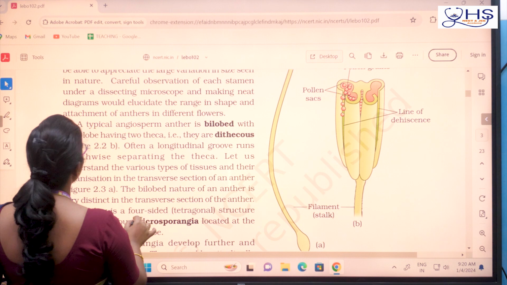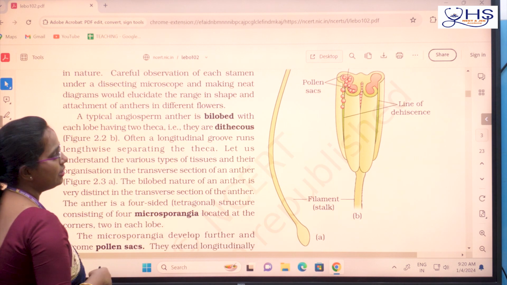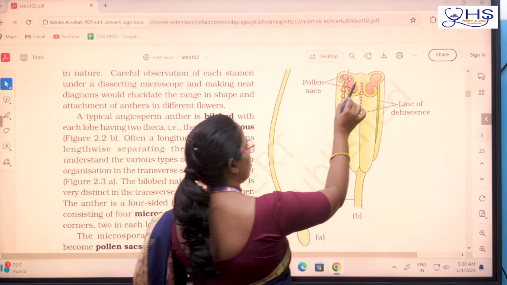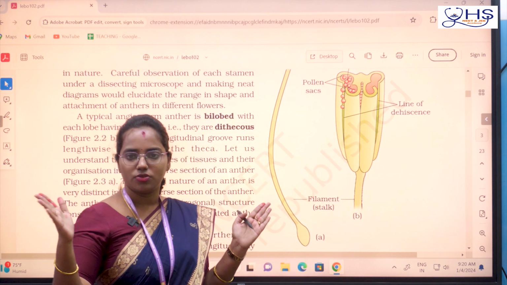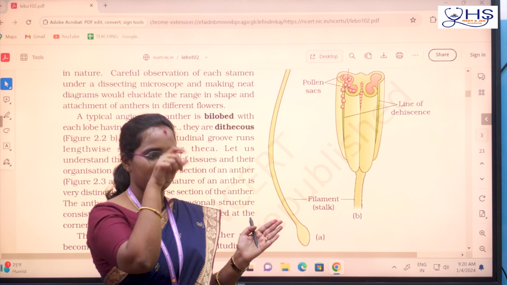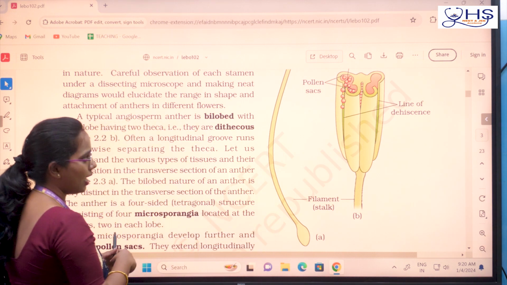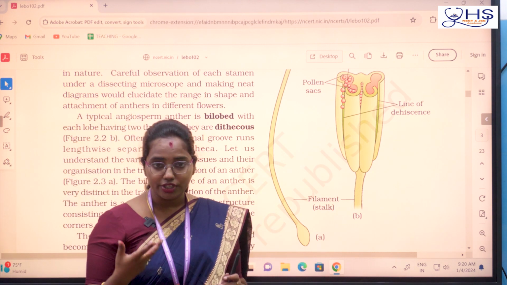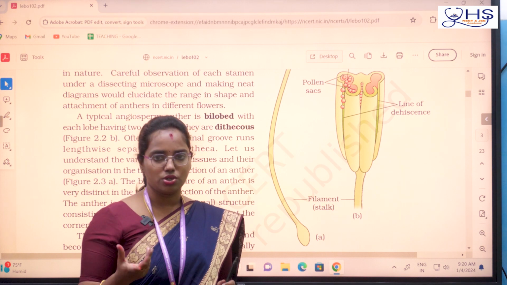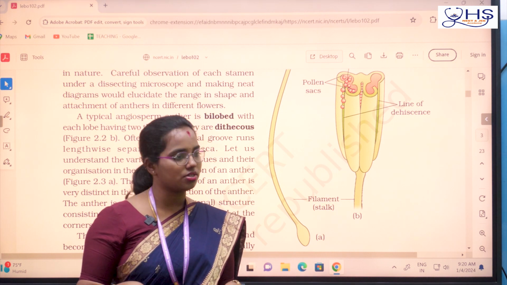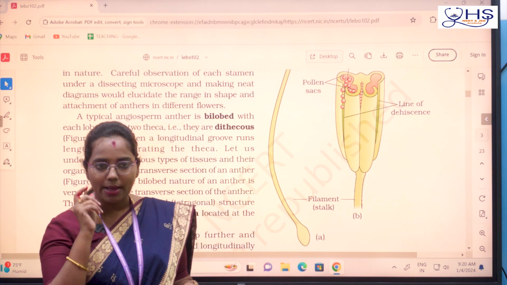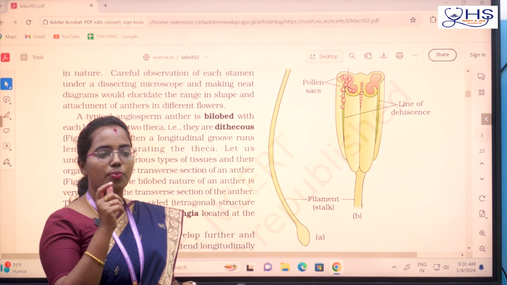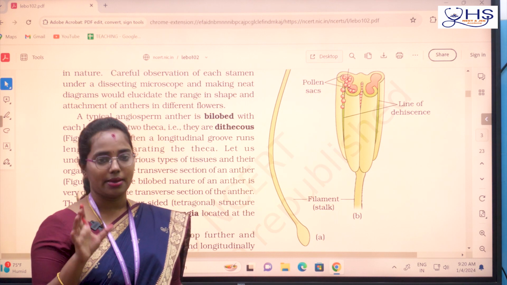Often a longitudinal groove runs lengthwise, separating the theca. Theca are separated by a tissue present in between, which we can call the connective tissue. It is sterile in nature, meaning it has no role in reproduction. Only pollen grains act as the male gamete.